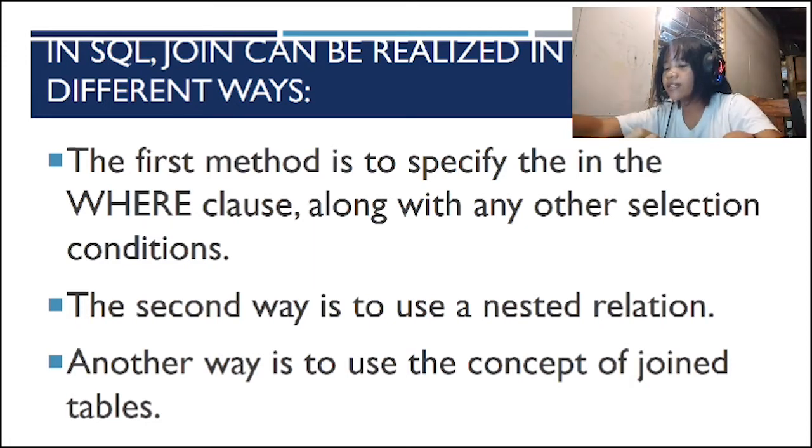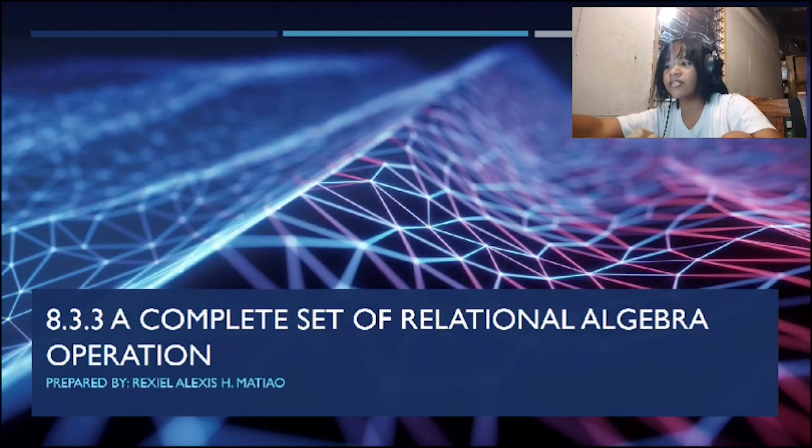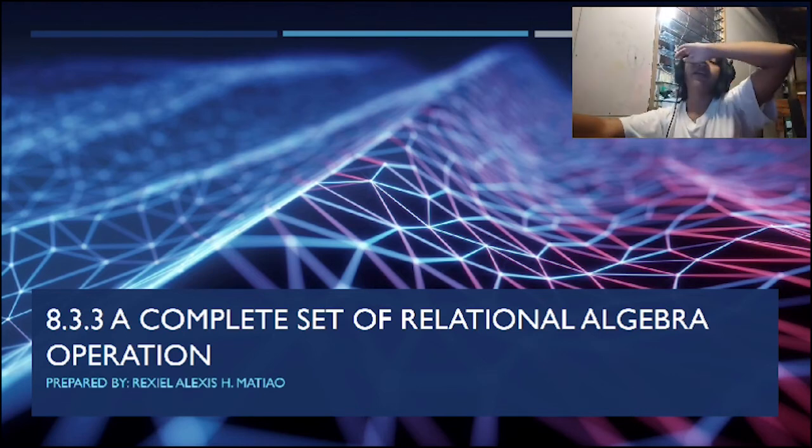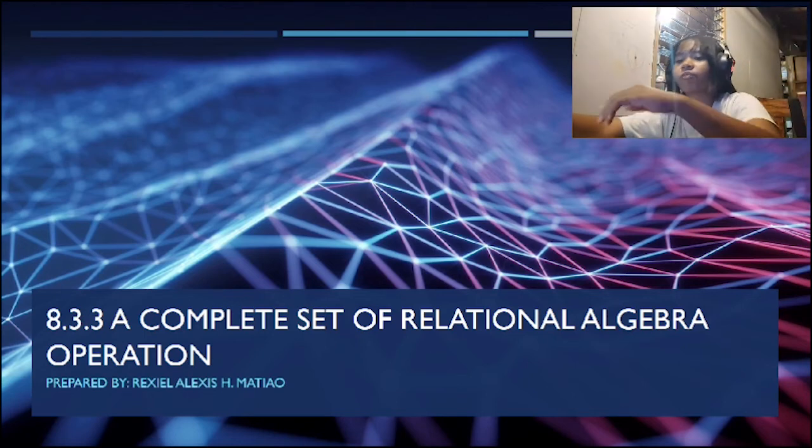The construct of joined tables was added to SQL2 to allow the user to specify explicitly all the various types of joins. Because the other methods were more limited, it also allows the user to clearly distinguish join conditions from the selection conditions in the where clause. Next, 8.3.3, a complete set of relational algebra operations.